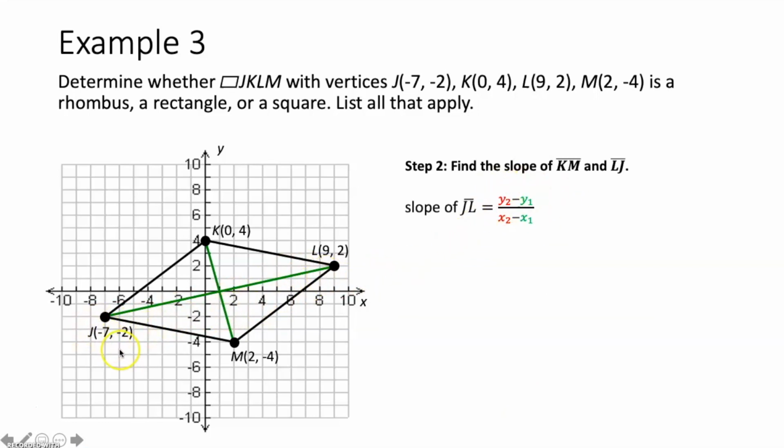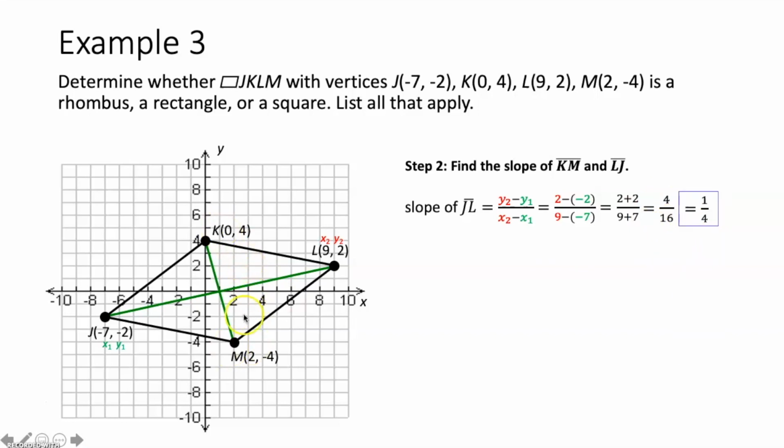We're going to pick one of our points to be x sub 1, y sub 1, the other one to be x sub 2, y sub 2. We plug the coordinates into their corresponding spot in the slope formula, and we simplify. 2 minus -2 is the same thing as 2 plus 2, and 9 minus -7 is the same thing as 9 plus 7. What is 2 plus 2? That's 4. What's 9 plus 7? That's 16. 4 over 16 simplifies to 1 over 4.